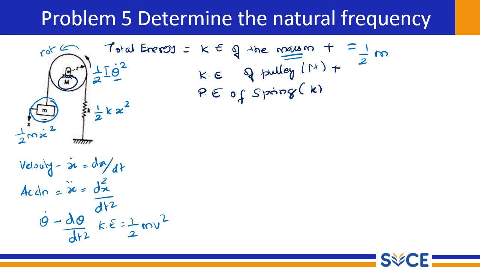Here you can substitute, as in the previous case we told, x equal to r theta. So it is half m r square theta dot square, plus half I theta dot square, plus half k r square theta square, equal to, according to the energy principle, the total energy in the system, which should be constant. So you see that always x equals r theta.